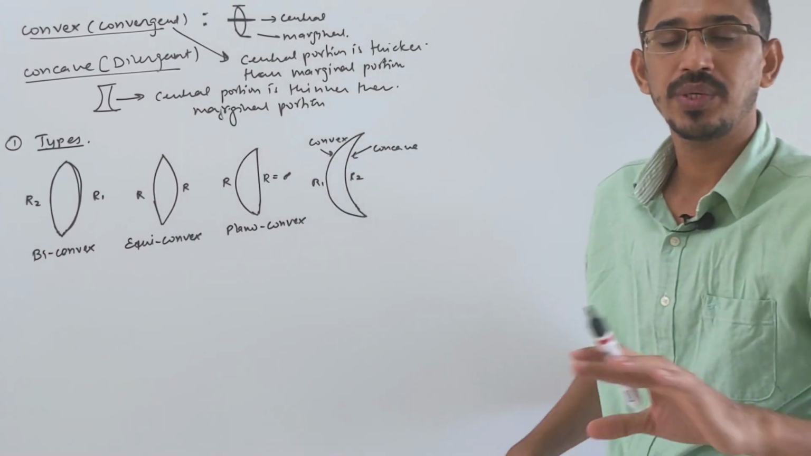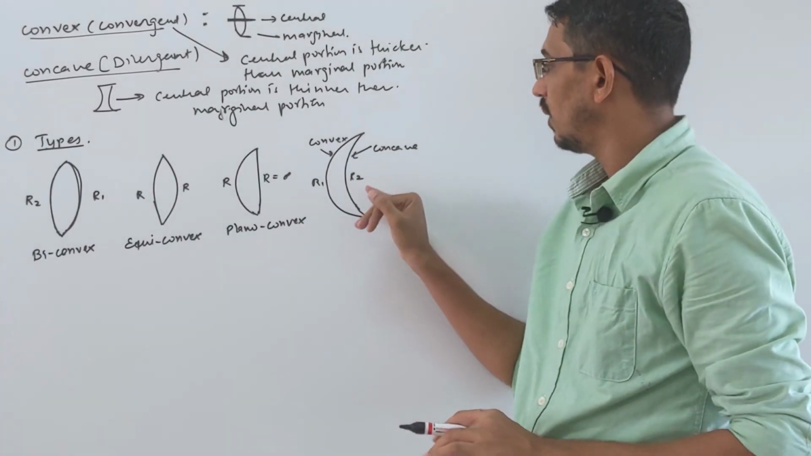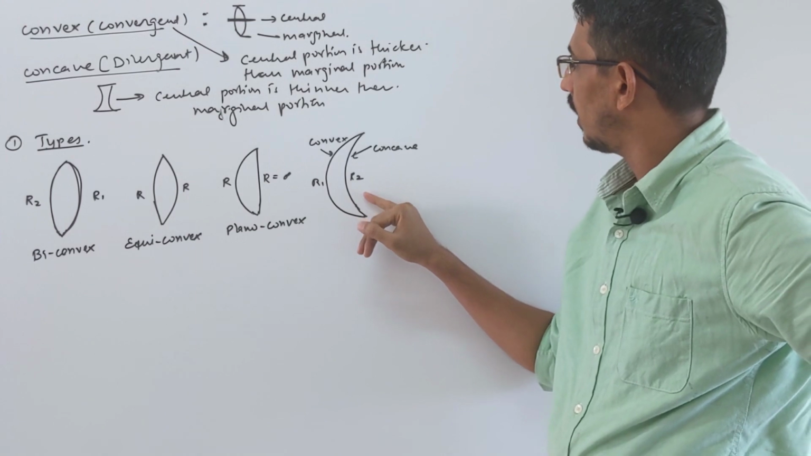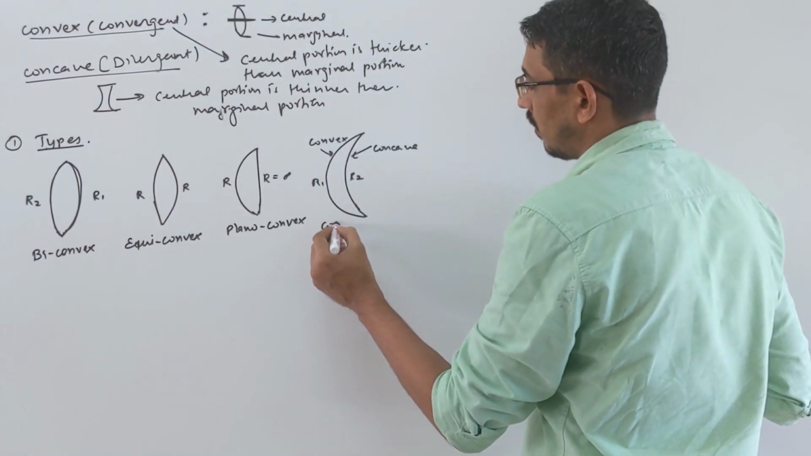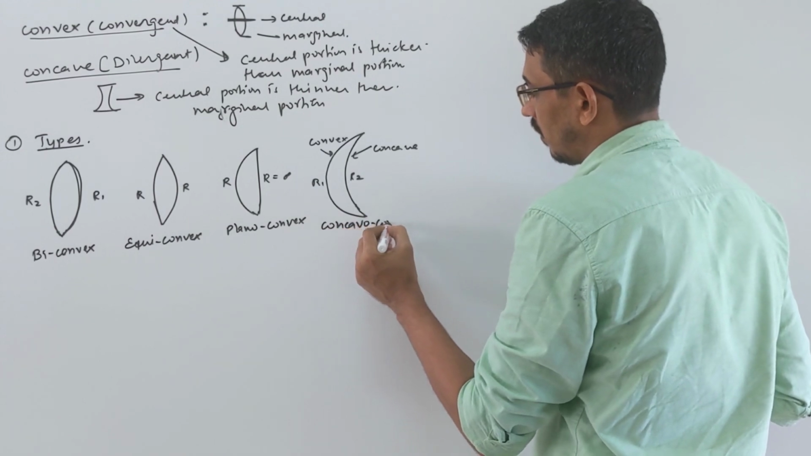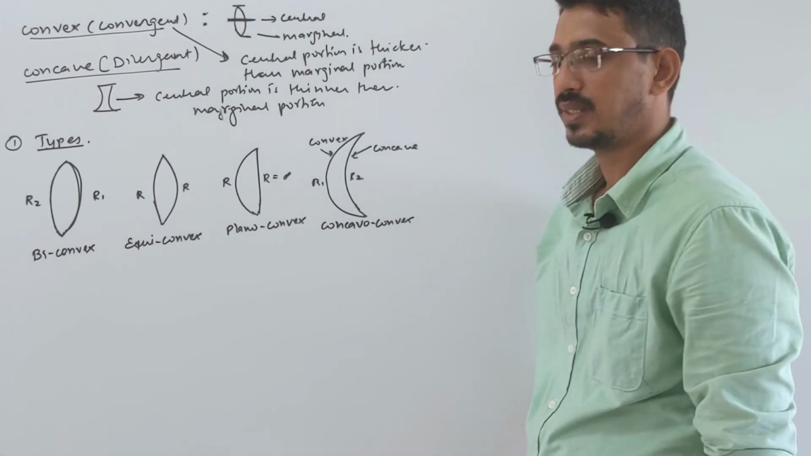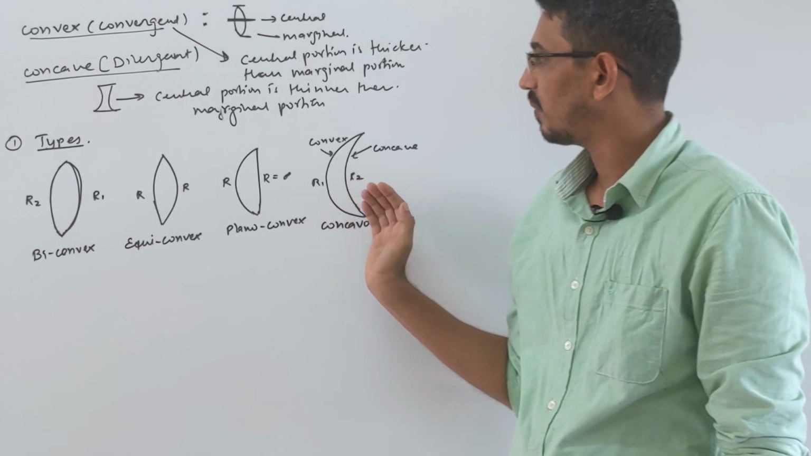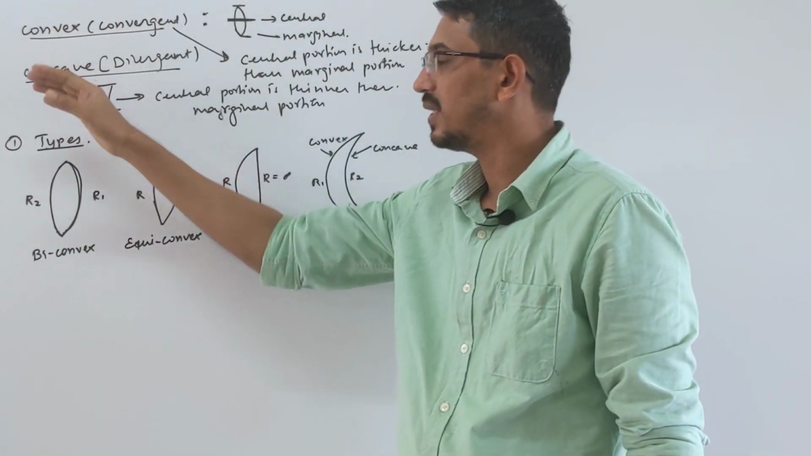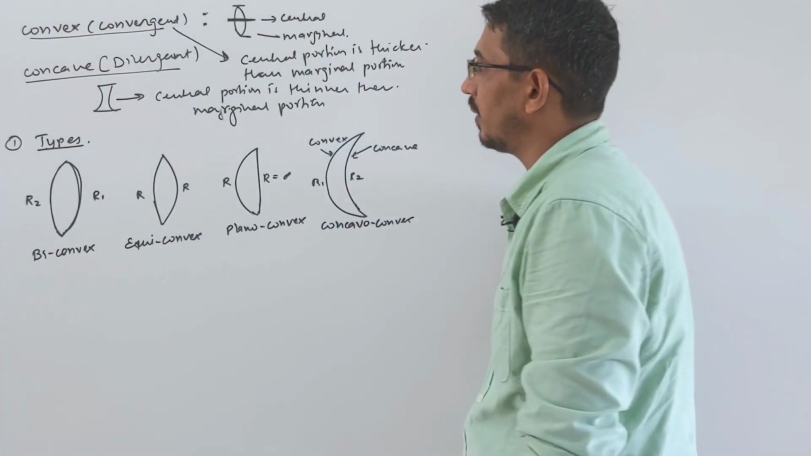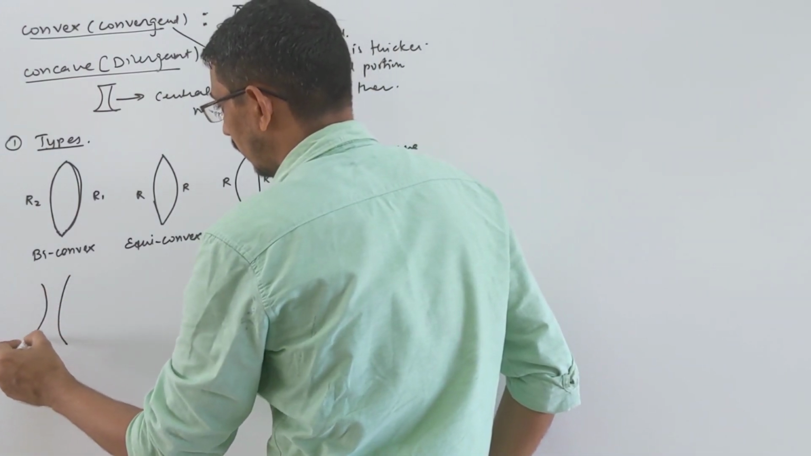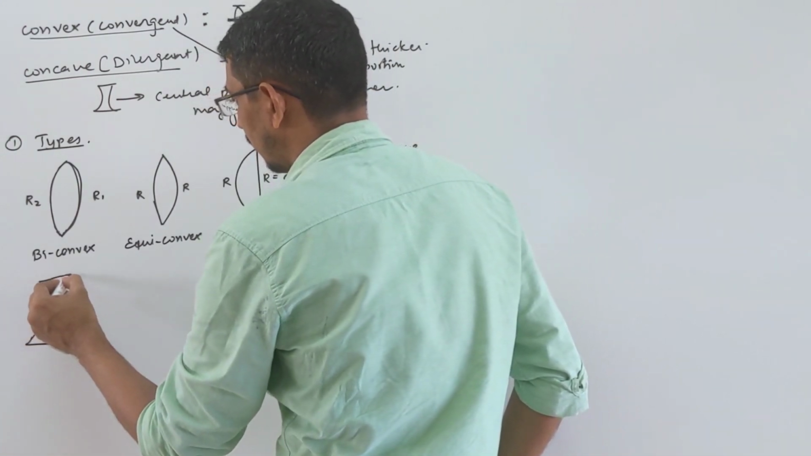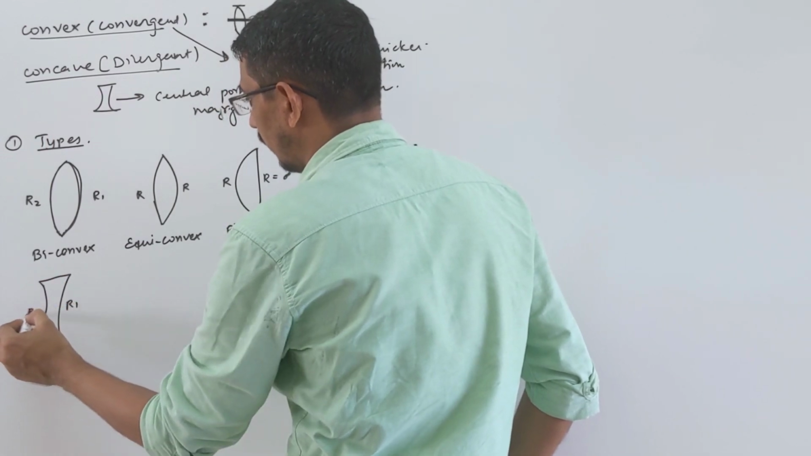Then how do you read the name of this lens? This is called a concavo-convex lens. This is the name of the lens. This is a type of lens when you're talking about convex. In the same way you can say concave lenses also. Suppose you draw this lens and the radii of curvature are not equal. This is R1, this is R2.